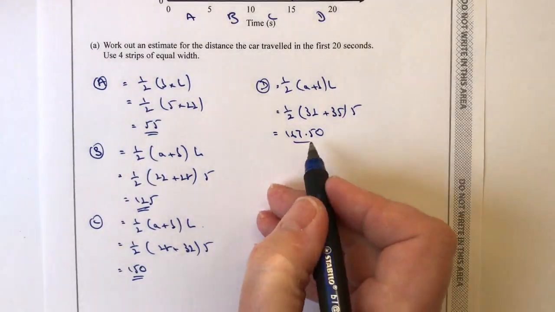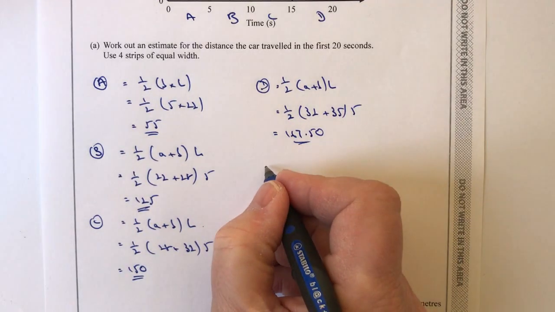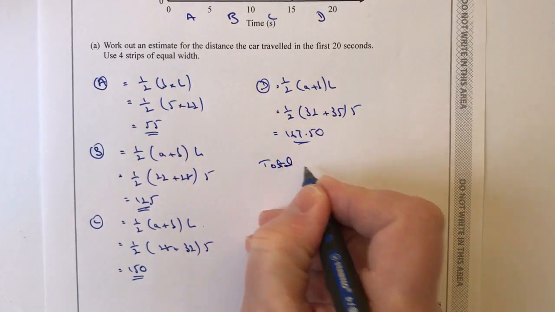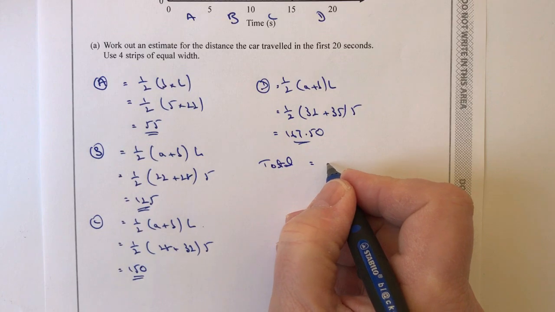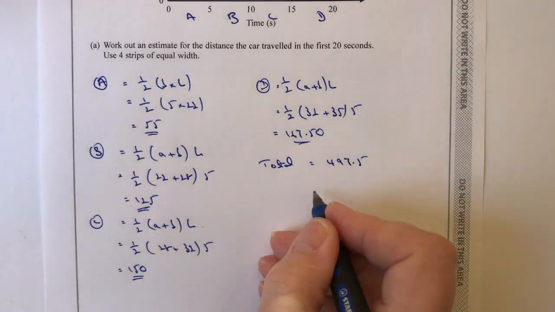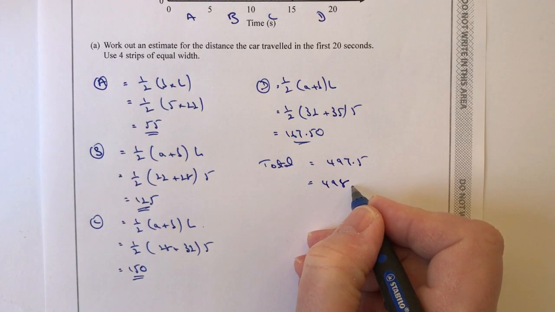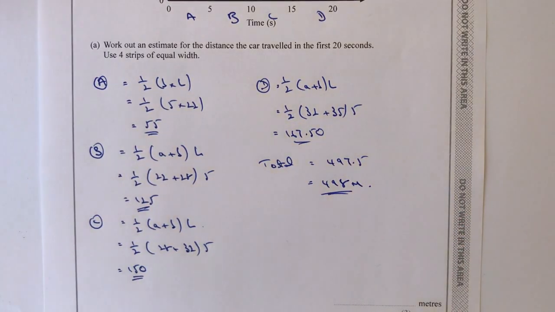Okay, so if I add up this and then the value of A, B and C, I'm going to get a total distance that the car travelled of 497.5, which is close enough to 498 meters, and that would be the answer to this particular question.